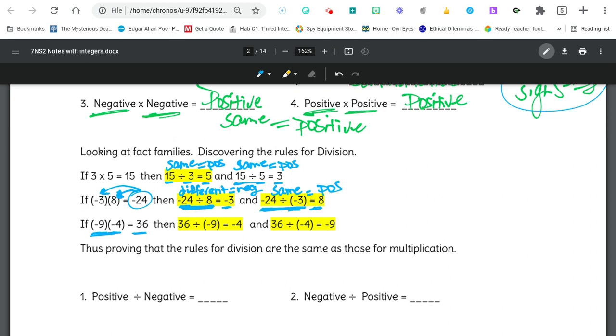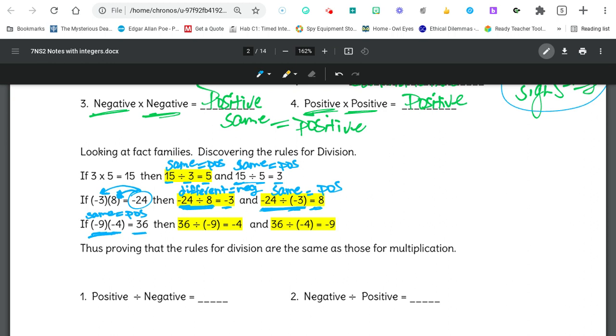I get positive 36. That's multiplication. Same, I got a positive. But it should work the same for division because they're in the same family, and multiplication and division are inverses of each other. So the rules for one are the same as the rules for the other. That's why addition and subtraction both work with direction, because they're inverses of each other.